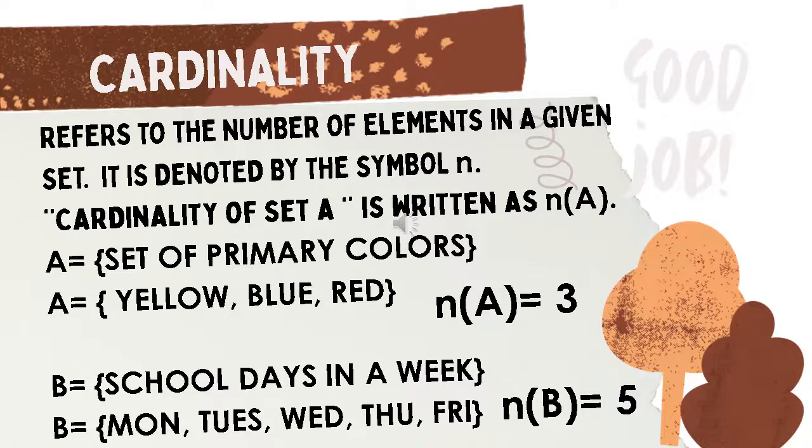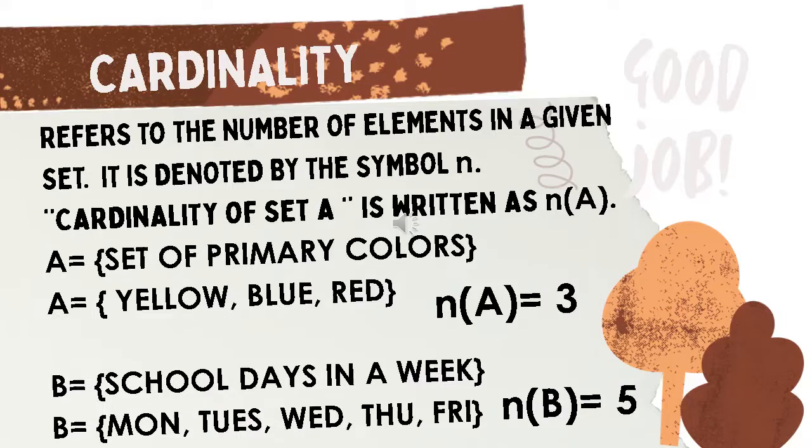Okay? So, set of primary colors for set A. Ito yung set of primary colors. Again, ang set of primary colors sa set A is yellow, blue, and red. So set A has 3 elements. Yung yellow, the first one, blue, the second one, and red is the third one. So, cardinality ng set A is 3.